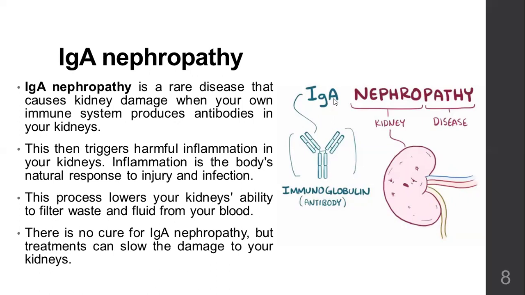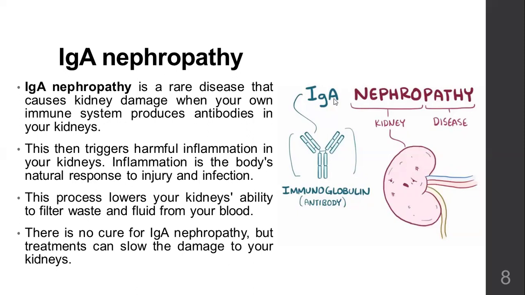IgA nephropathy is a rare disease condition that causes kidney damage when your own immune system, especially the IgA, immunoglobulin A, produces antibodies that can cause harmful inflammation in your kidney. That immunoglobulin antibody is going to attack your kidneys. Immunoglobulins are produced in your body against some specific infection. These antibodies will go and attack the kidney. This process lowers your kidney's ability to filter waste and fluid from your body.